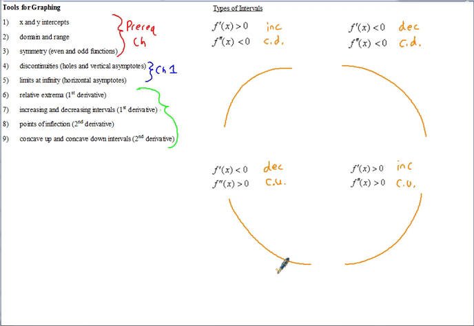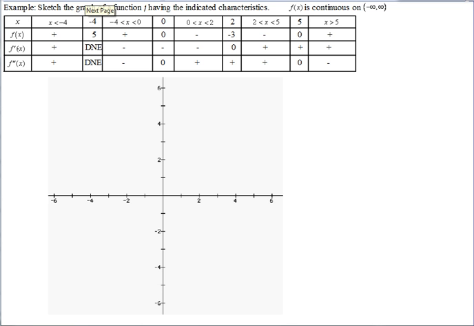So now let's put this together with our table here and see if we can sketch this graph. It says sketch the graph of a function having indicated characteristics. f of x is continuous on negative 10 to infinity. And it should also say in the instructions, left it off here, to label all relative extrema, so our relative mins and maxes, and inflection points. Okay, so we'll label those once we're finished graphing.